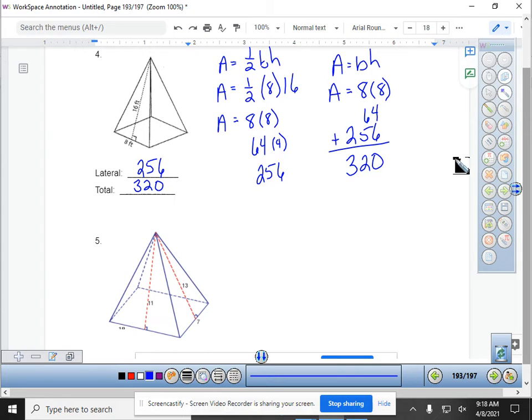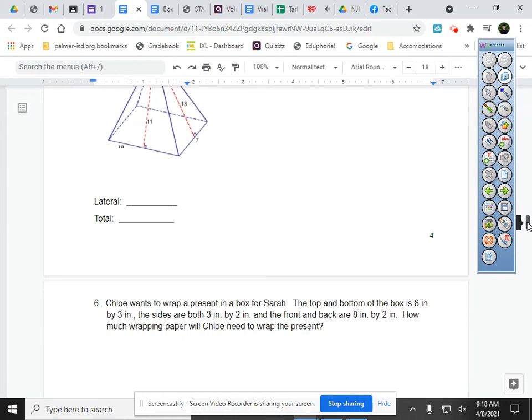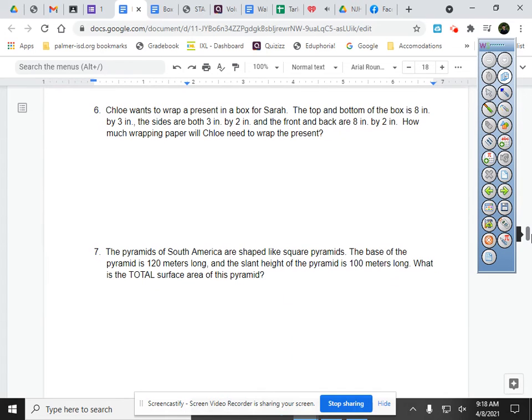All right. We're gonna skip number 5. Let's go to number 6. Turn the page over. That should be the loose page. Turn it over.